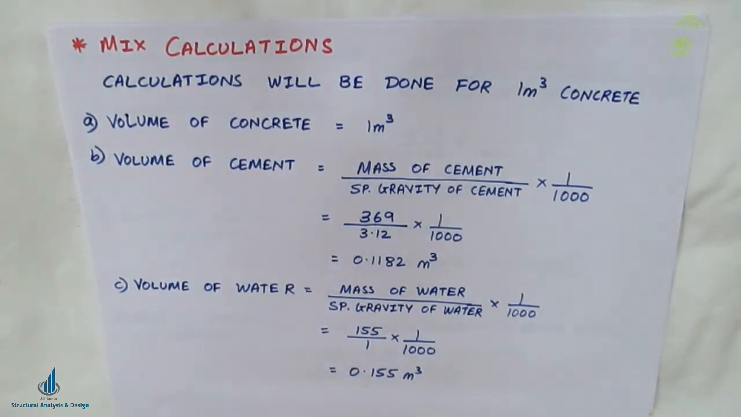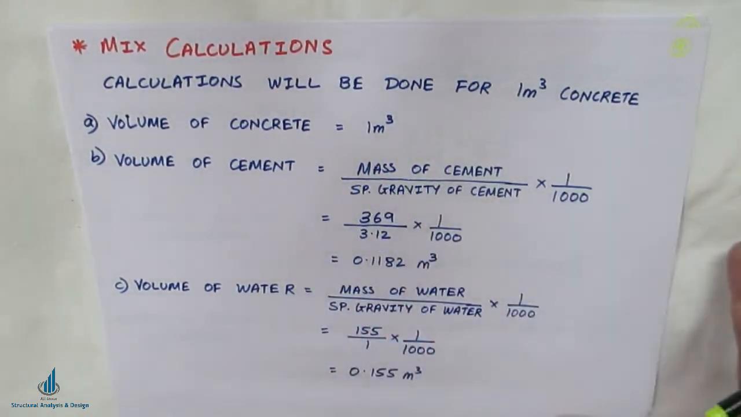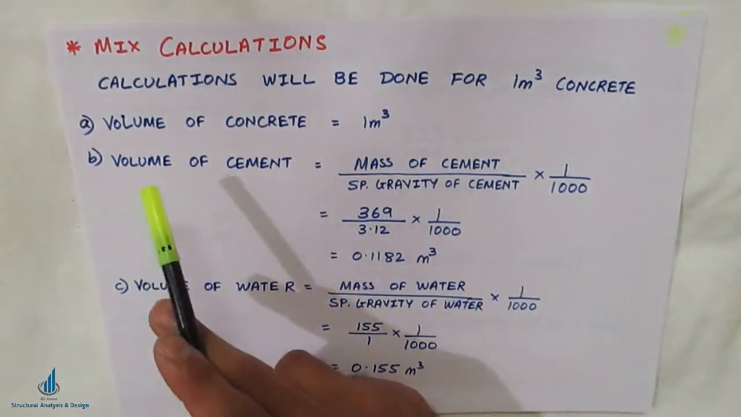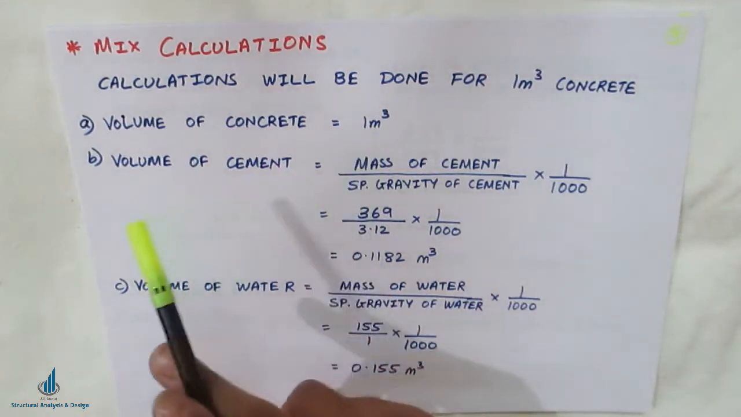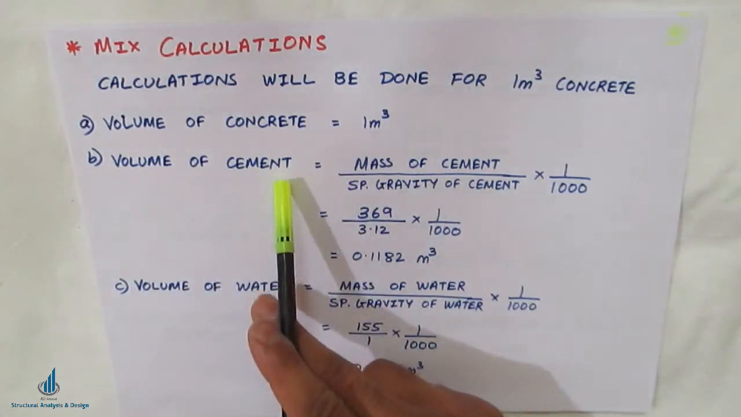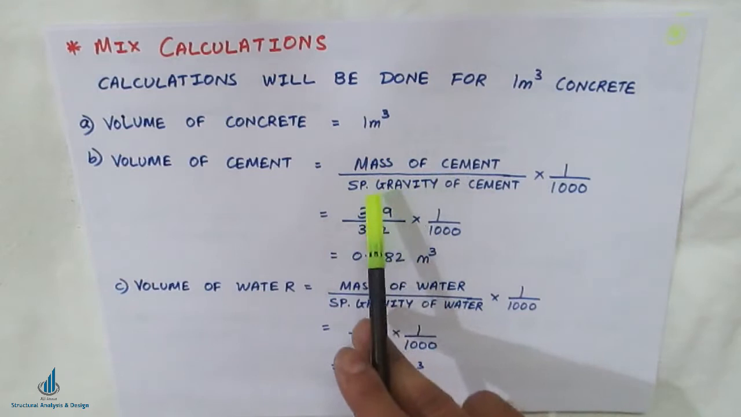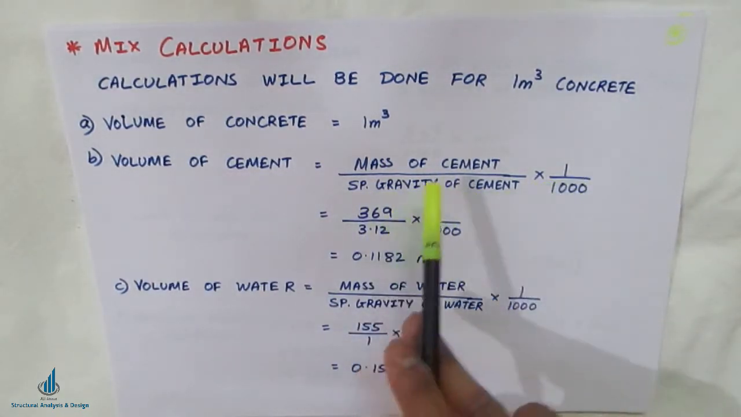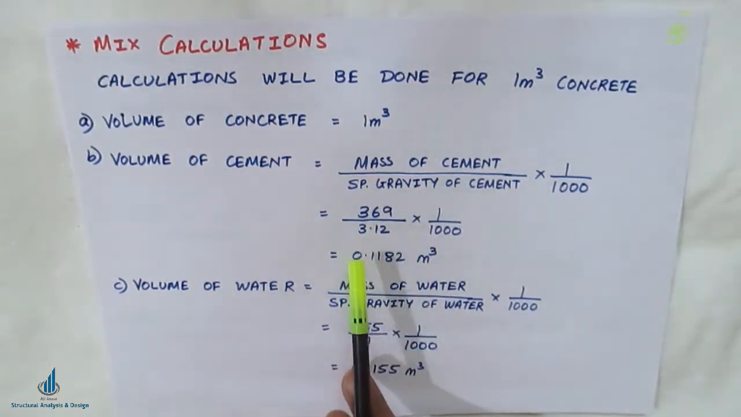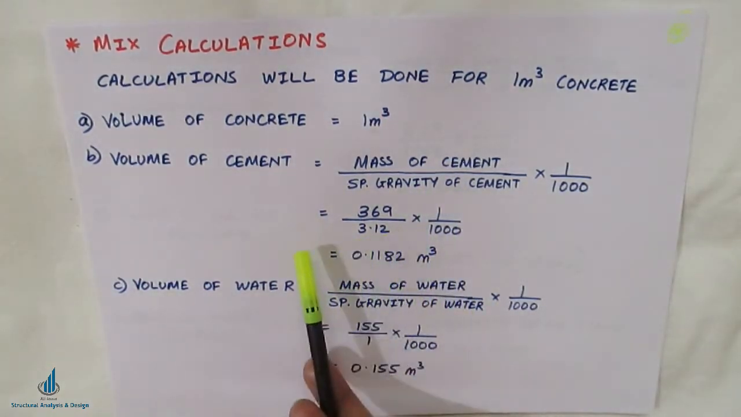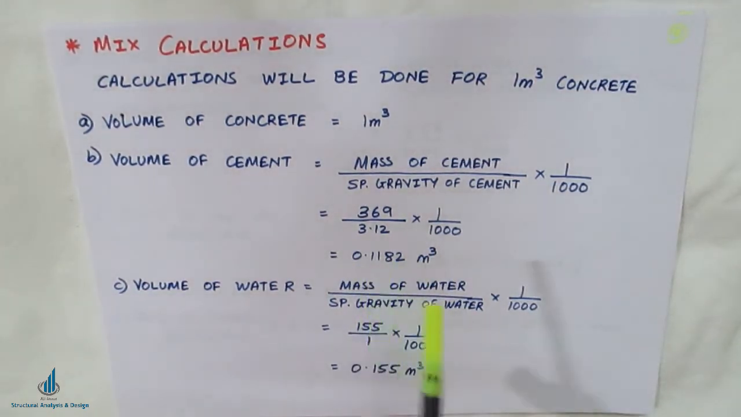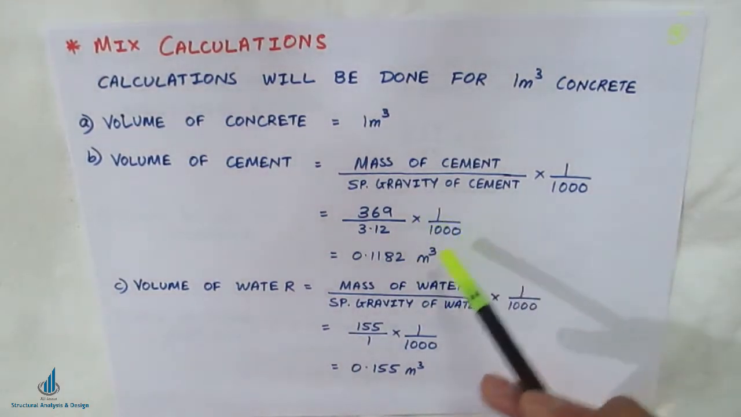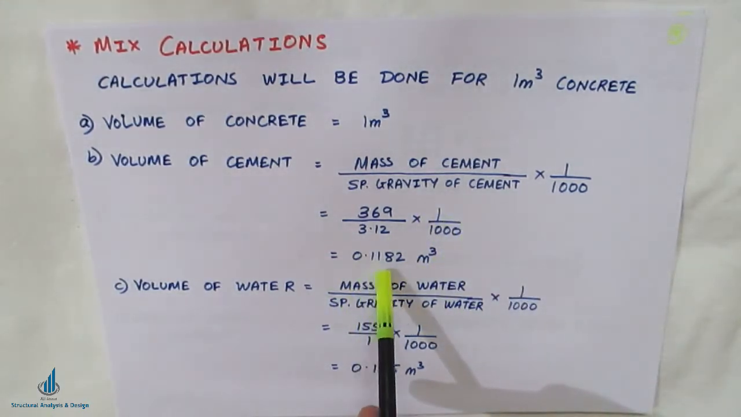Now the mix calculations. Calculations will be done for 1 meter cube of concrete. So the A point is the volume of concrete, that is 1 meter cube. B point is the volume of cement you are going to find out, that is mass of cement divided by specific gravity of cement, into 1 divided by 1000. Mass of cement, if you remember, we have got 369 kg per meter cube, divided by 3.12. This has been given in the test data for materials, into 1 divided by 1000. So you are getting 0.1182 meter cube.